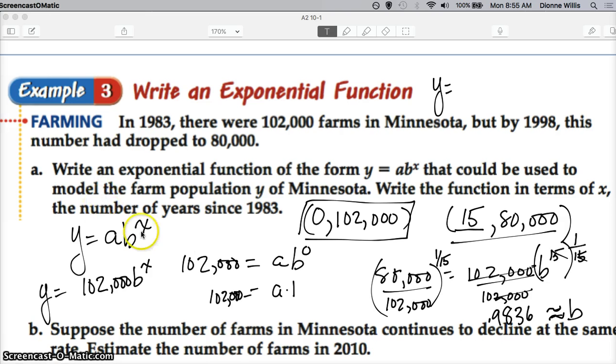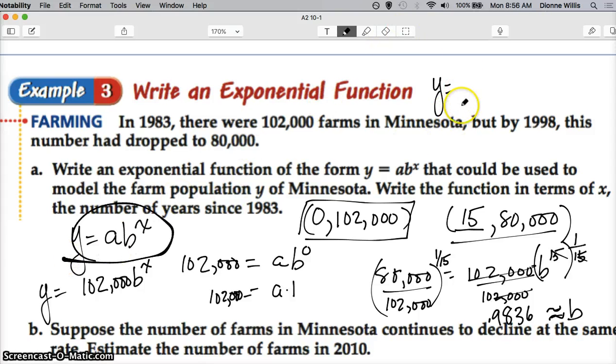So you remember we started off with the 2 points. We talked about how to apply them, recognizing that A is going to be 102,000. And then we had to find B. So we did some hard work. We definitely brought our calculator into the game and we found B. So to finally answer the question, we want to actually put the entire equation together in y equals a times b to the x power.